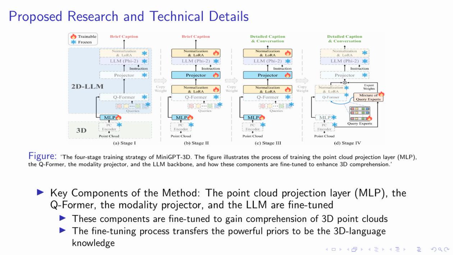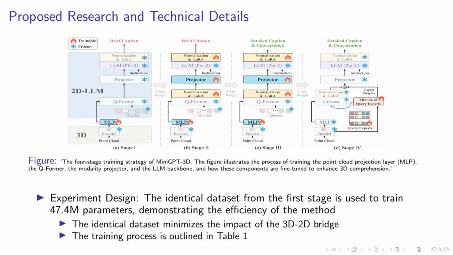In this slide, we delve deeper into the technical aspects of our research. The figure you see here illustrates our 4-stage training strategy for MiniGPT-3D. It shows how we train and fine-tune key components such as the point cloud projection layer, the Q-former, the modality projector, and the LLM backbone. These components are crucial in enhancing the 3D comprehension of our model.